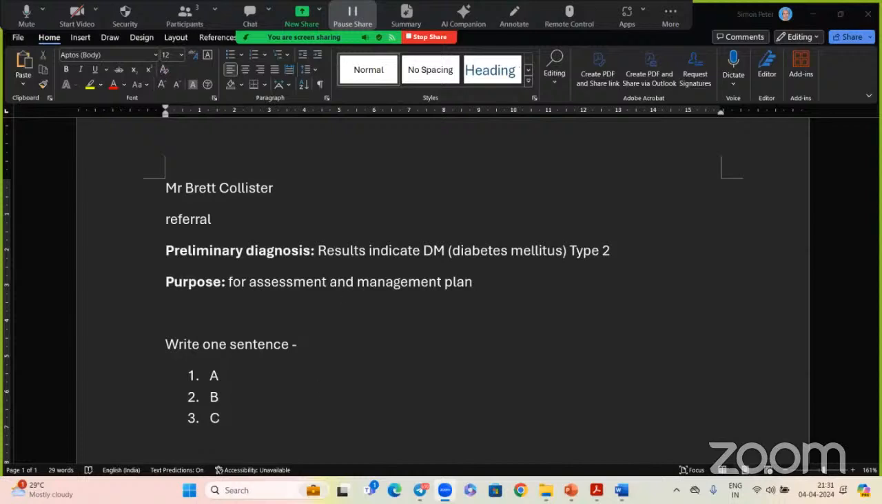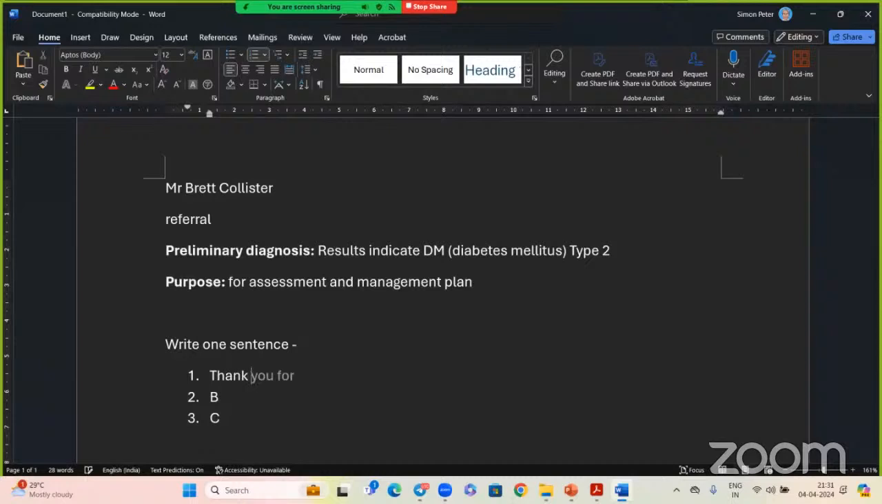So you can write like this. Thank you for seeing Mr. Brett Collister. This is one sentence you can use. Okay, write small sentences first. We are doing sentence construction. Learning sentence types. Slow and steady wins the race.